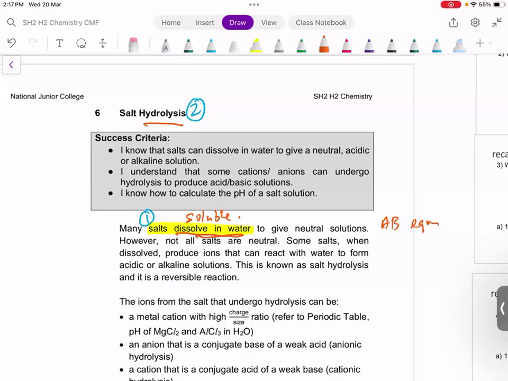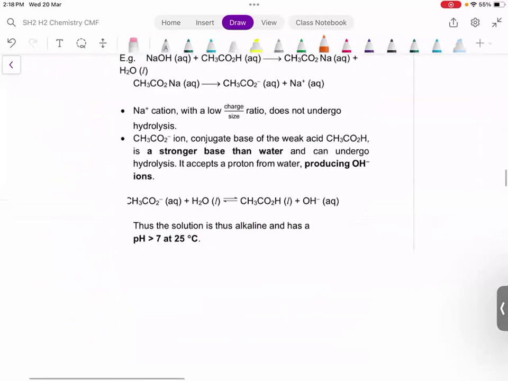Later on, you are going to learn another equilibria, called solubility equilibria. In solubility equilibria, what you're dealing with is sparingly soluble salt, which means it's mostly insoluble. But in this context, the salt is fully soluble. You can read on your own.